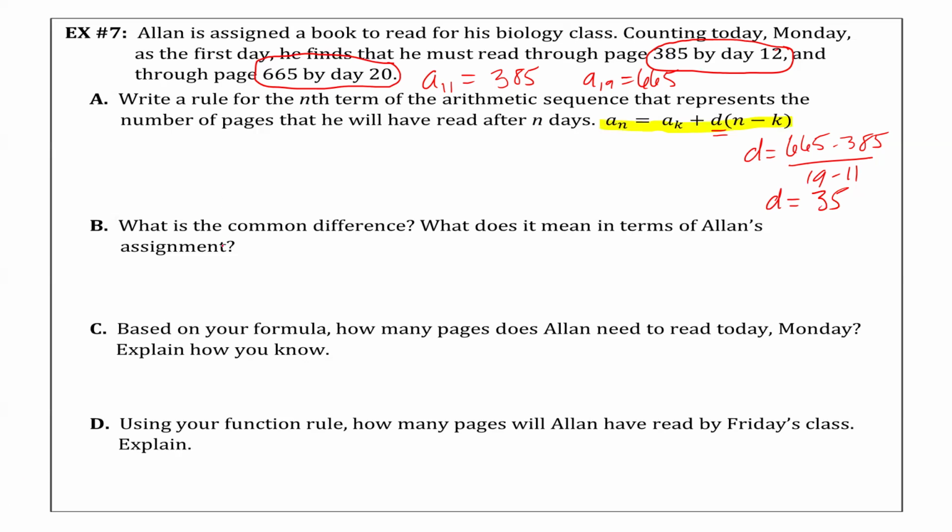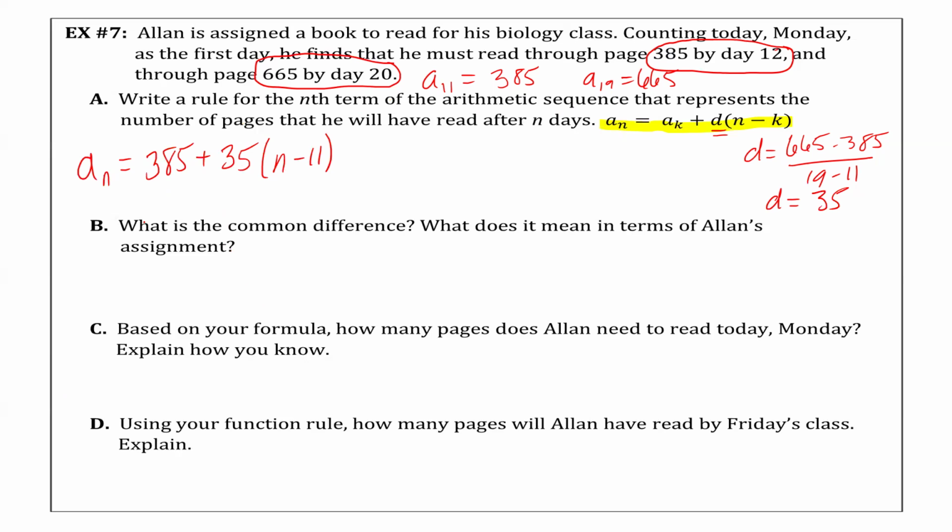All right, so here we go. On our first one, if we do a sub n, option number one is a sub n equals, if I'm using a sub 11, then it would be 385 plus, what's our constant change? 35 times n minus 11.